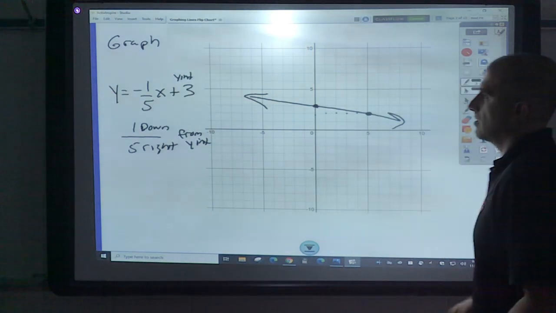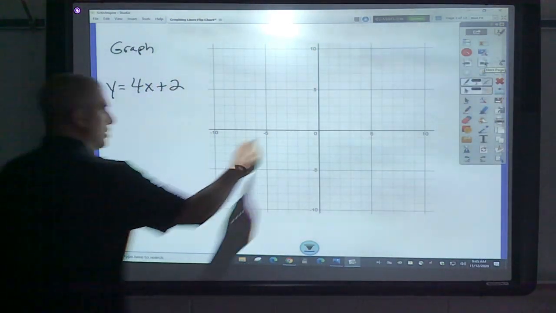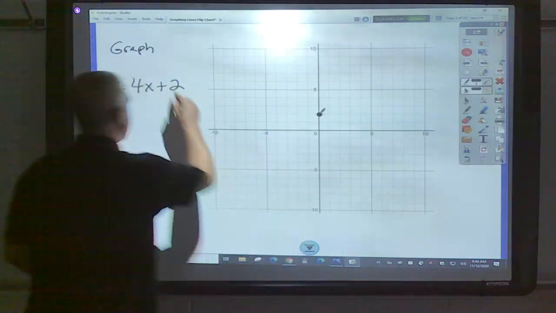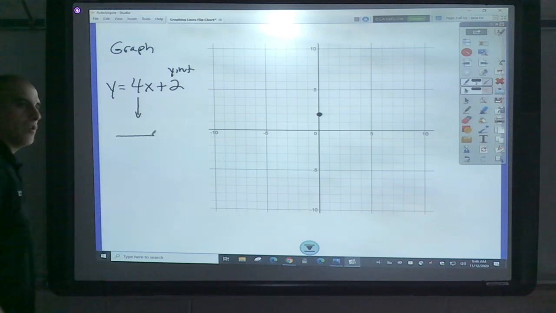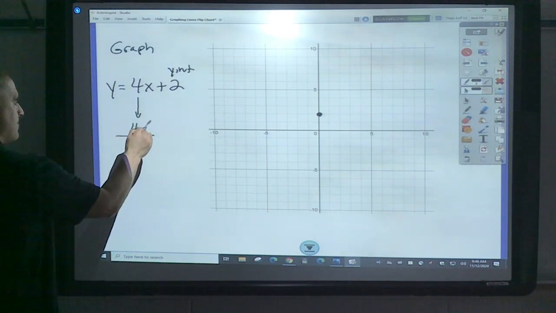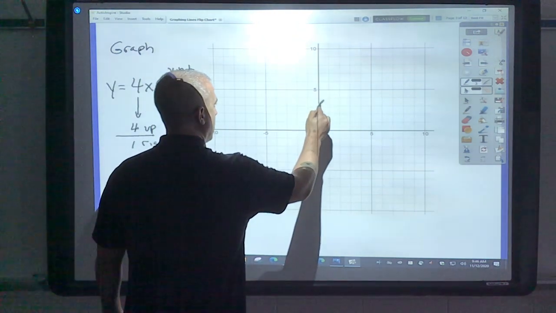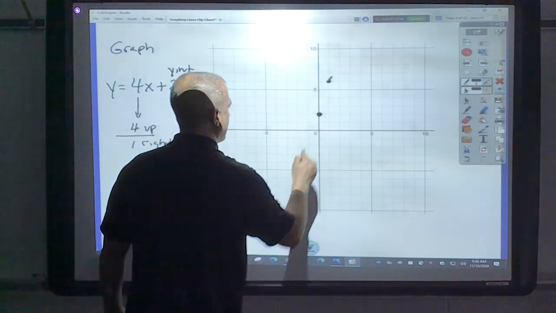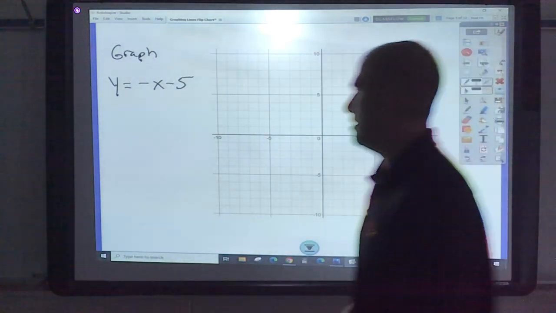Okay? Now, what do you do when my y-intercept is 2? Okay, that's the y-intercept. Now, my slope is not in fraction form, so how do I make a fraction? 4 over 1. So what does that mean? 4 up, 1 right from this point. 1, 2, 3, 4, 1 right. Connect the dots. Okay? All right?